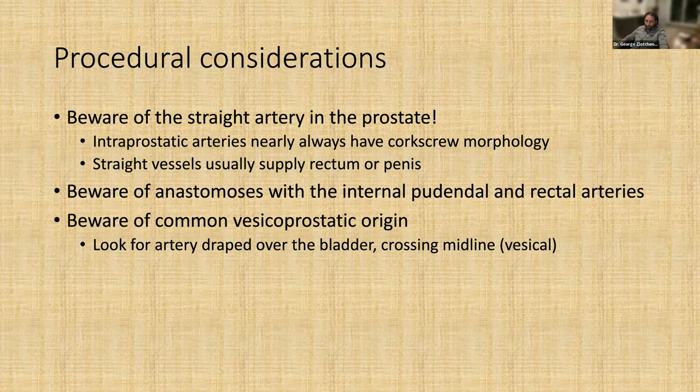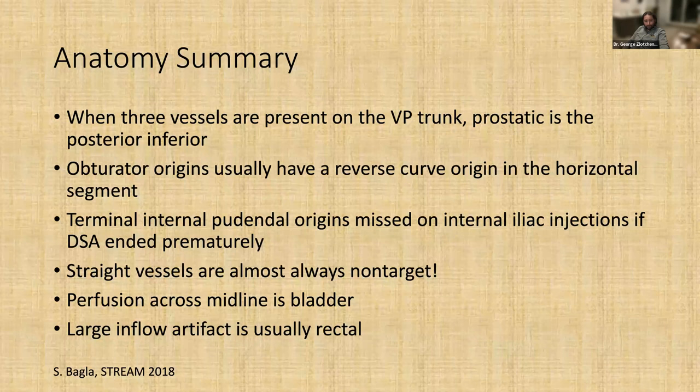Okay, so anatomy summary. When the three vessels are present on the VP trunk, prostate is the posterior inferior one. Obturator origins usually have a reverse curve origin in a horizontal segment. The terminal internal pudendal origins are missed on internal iliac injections if DSA is ended prematurely. And straight vessels, avoid them at all costs. Avoid arteries that cross the midline.